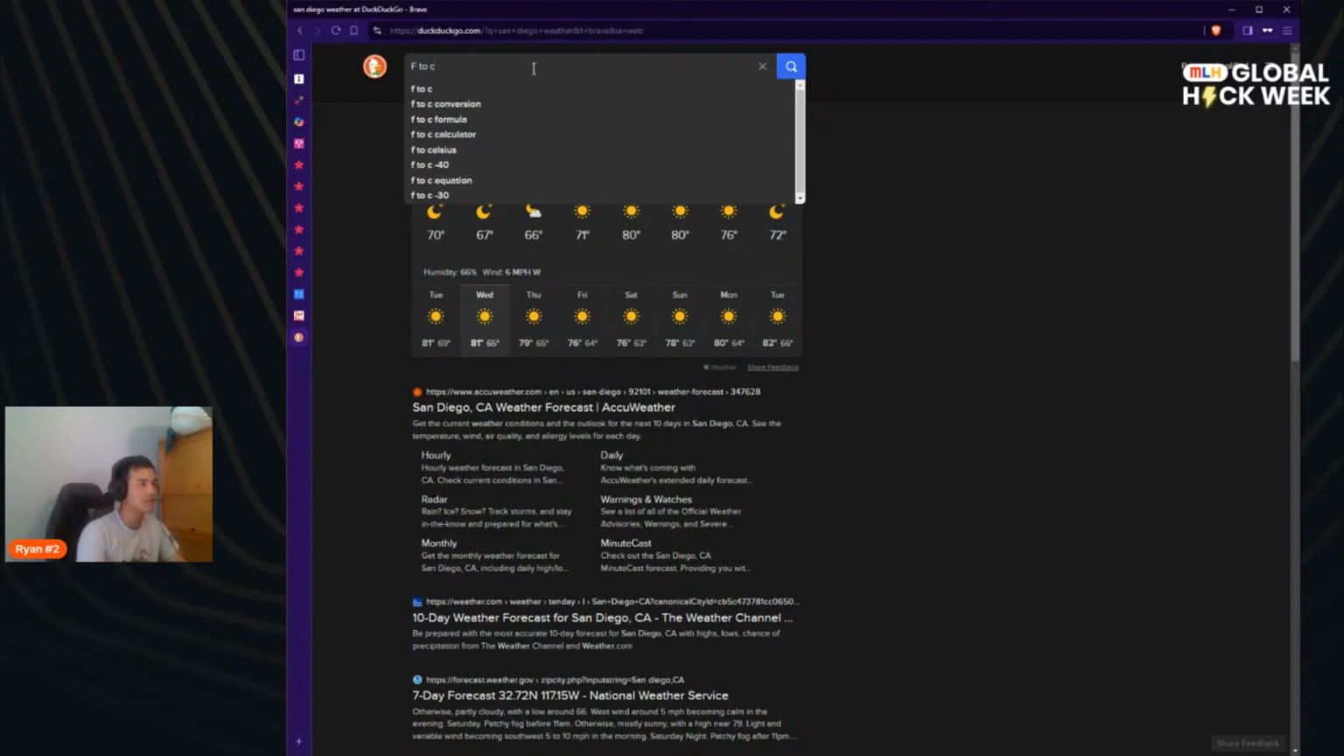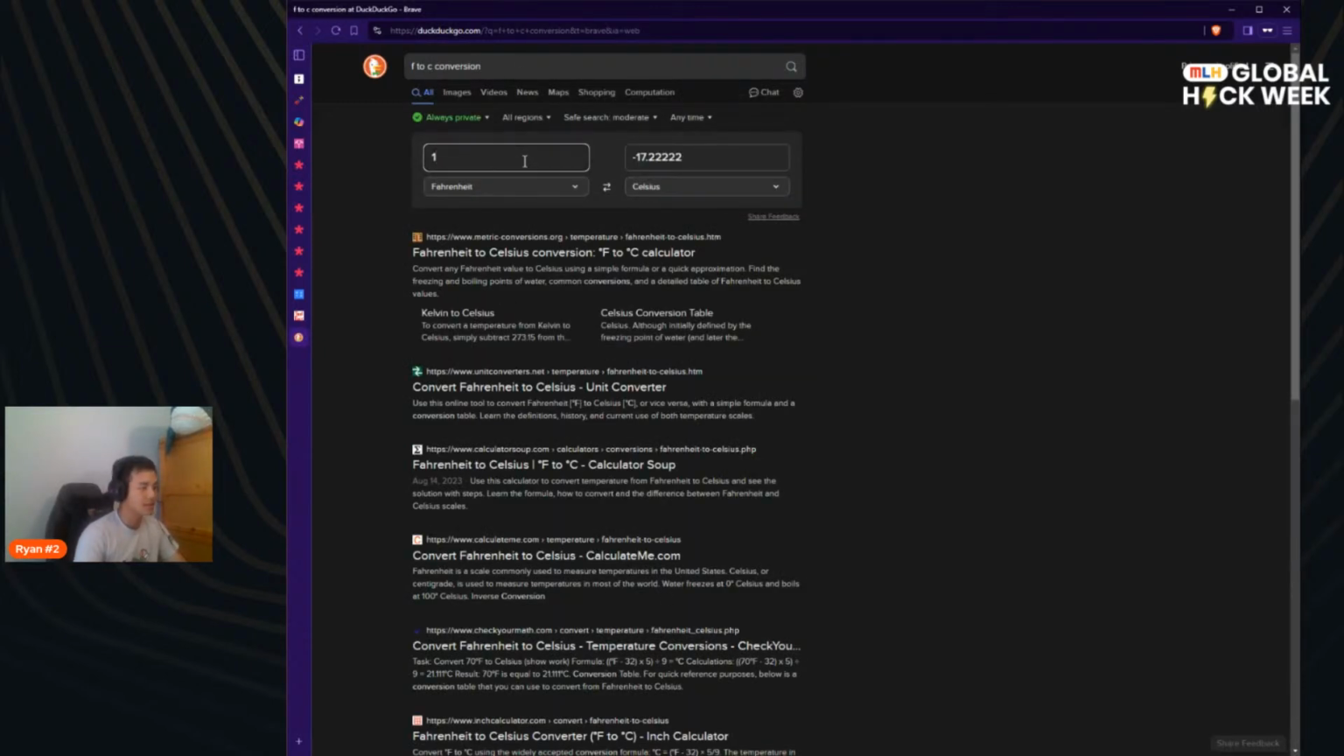Fahrenheit to Celsius conversion. We got a nice 66, which is 18. We'll call it 18.9. Okay, that's in our whiteboard. What about 80? That is 26.7. Then we've got 76, which is nice, 24.4.